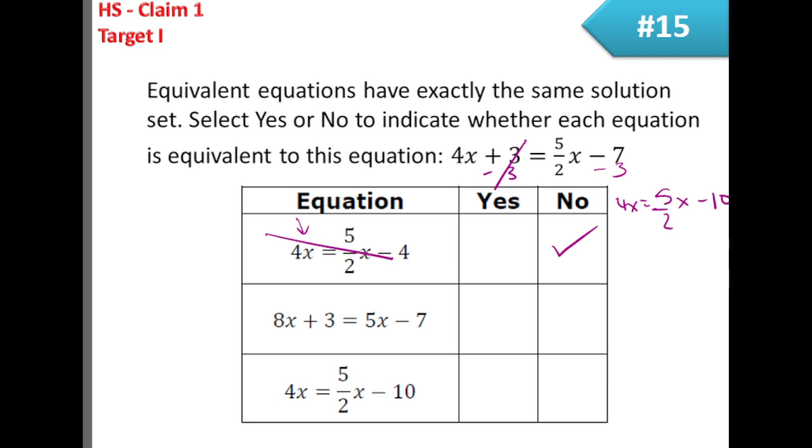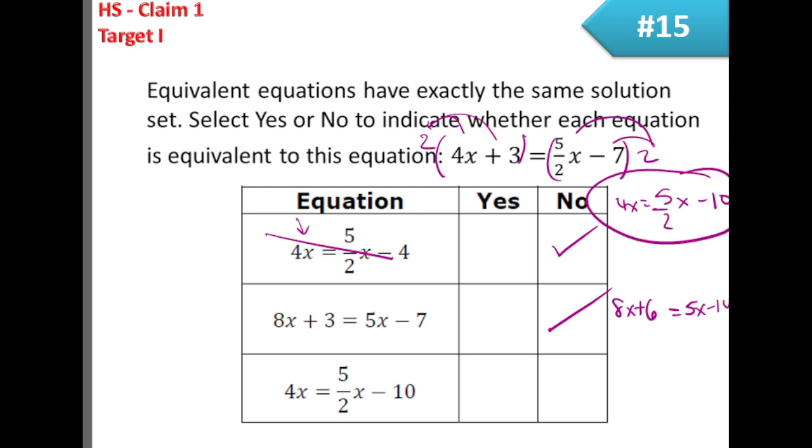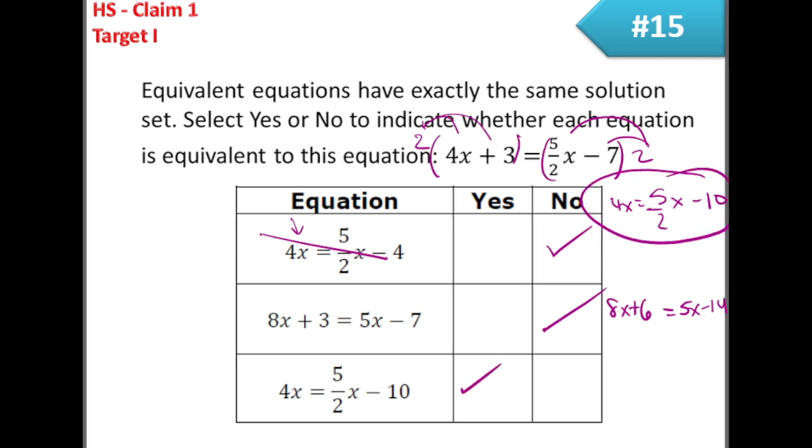If I were to get rid of the denominator, I have to multiply 2 to both sides, so that we would end up with 8x, so distribute. 8x plus 6 equals, distribute here as well, 5x minus 14. So no, it can't be this one, and this, we said it was. So it has to be the last one only. Okay. That's it.